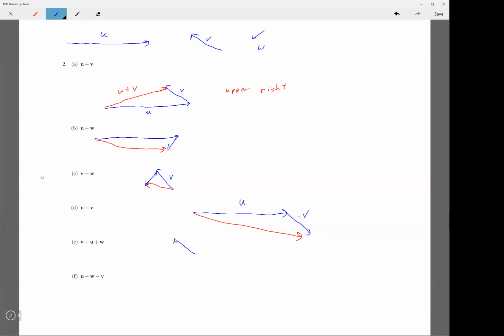Okay, so v goes up like that, right? And then you're adding u, so you're gonna come across like that. And then you're adding a w to it, so you're gonna go like that. And the result would be something like that. Looks like upper right to me, unless I got these off. Unless I messed up on these. Yeah.